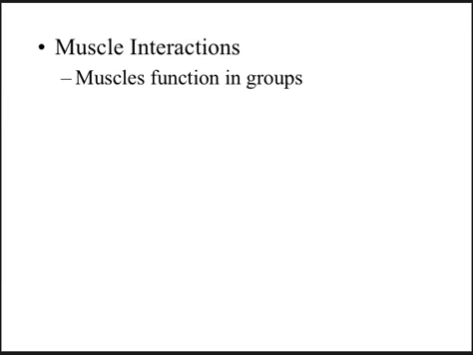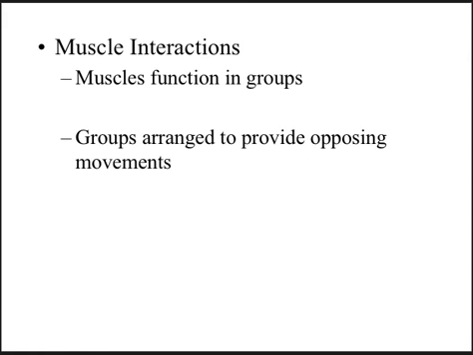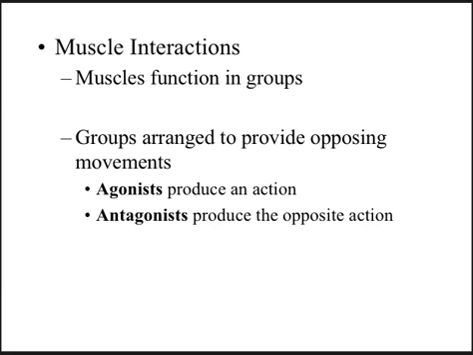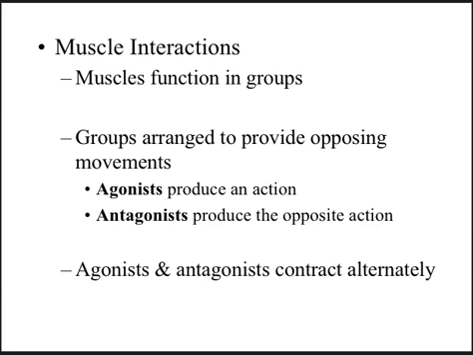Okay, muscles function in groups that are arranged to provide opposing movements. Agonists generate an action while antagonists oppose the action. Agonists and antagonists contract alternately, and this is in order to produce fluidity of movement. If we didn't do this, our movements would be jerky and difficult to control at best.